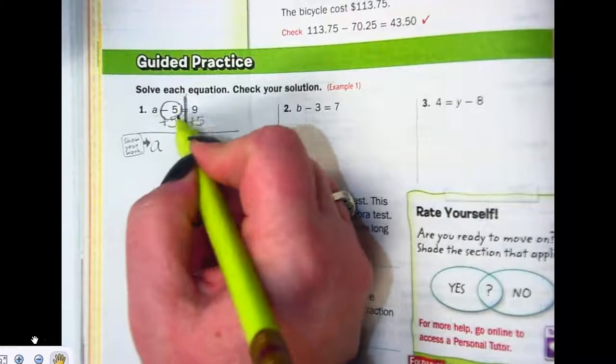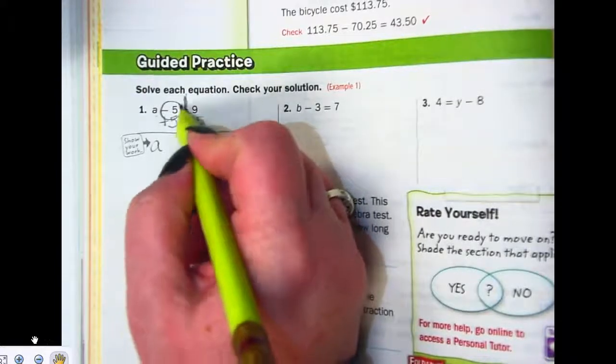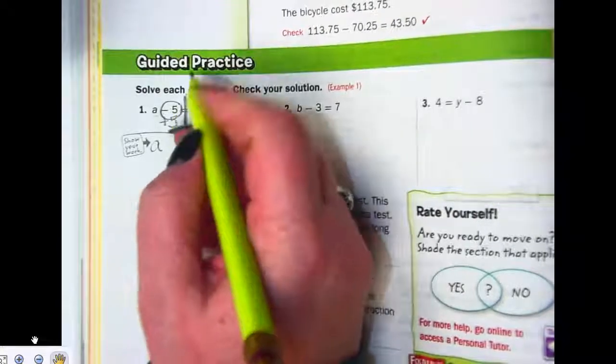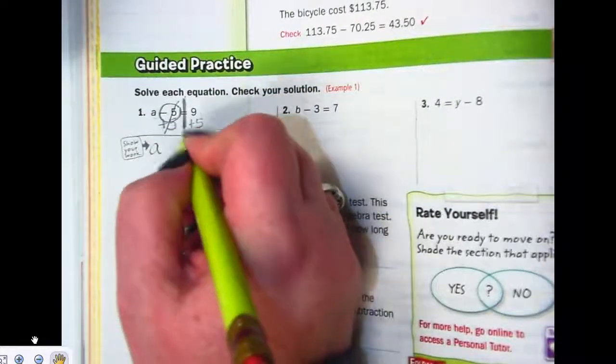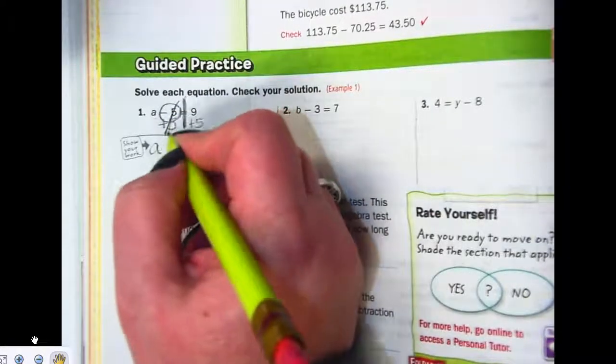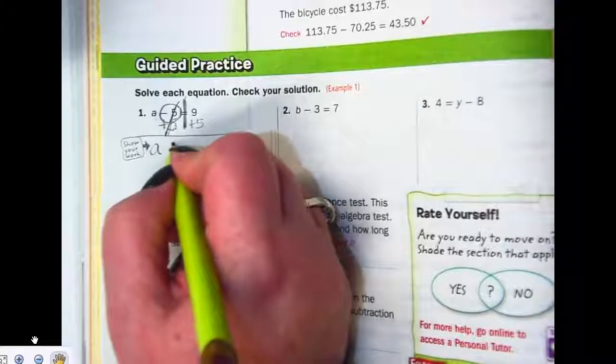We have a negative 5 and a positive 5. We know those are zero pairs. When you have a negative and positive, you have opposites that make a 0. So we cross that out. Make sure that you're crossing it out. Lots of folks are leaving that step off. Bring your equal sign straight down.